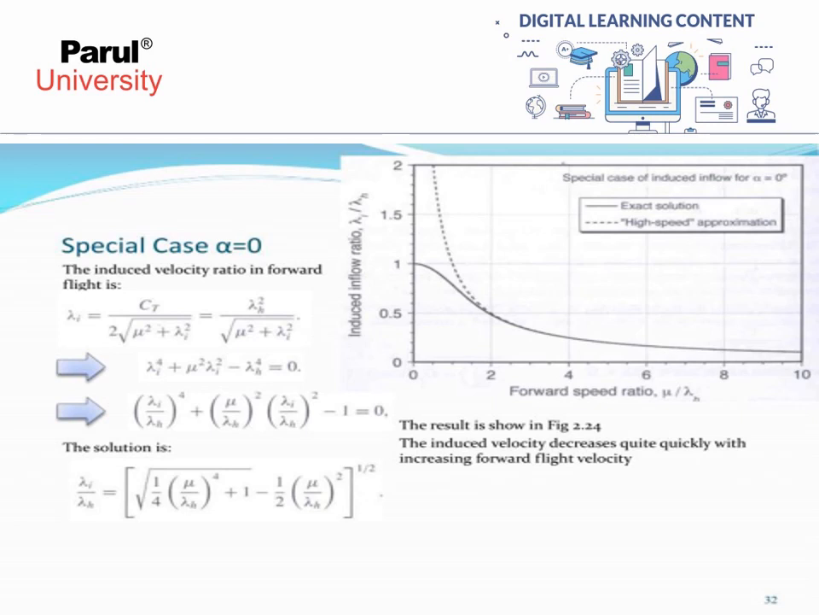Now we can see in the figure, the y-axis represents the induced inflow ratio lambda I by lambda h, and the x-axis represents the forward speed ratio mu by lambda h. A special case of induced flow for alpha is equal to 0, then we can see here two lines. The exact solution is the continuous line and the dotted line is the high speed approximation. We can observe that. Understood? Now we can go for the next.